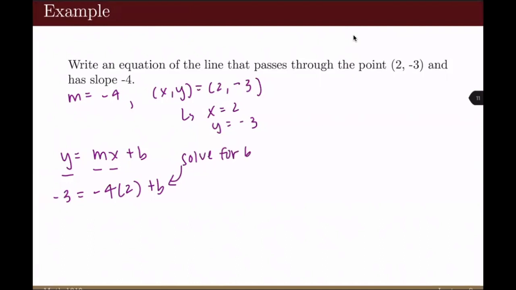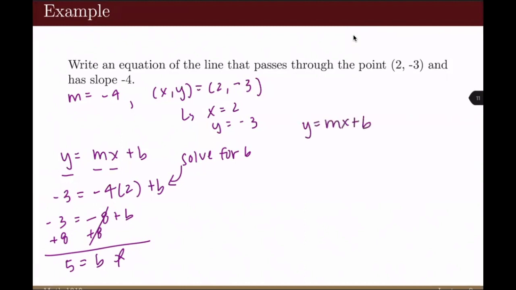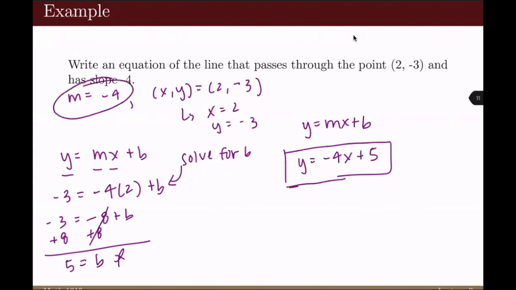All right, so I have -3 equals -8 plus b. I'm going to add 8 to both sides to get 5 equals b. So now I found my y-intercept, and I can write the equation of this line. Remember, the equation of a line is y equals mx plus b. You could also write it in standard form, but I don't see the need to do that. So I'm going to write it in slope-intercept form. This is going to be y equals -4x plus 5. All I did was plug in the value that I was given for m up here, and the value that I found for b. All right, let's move on.